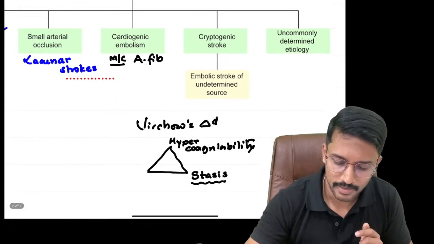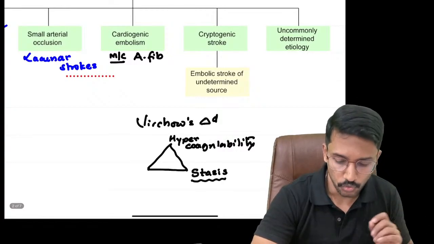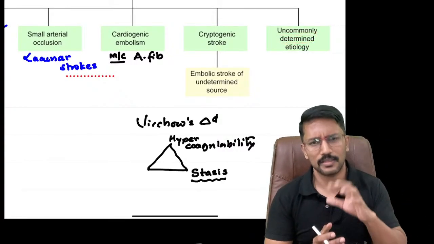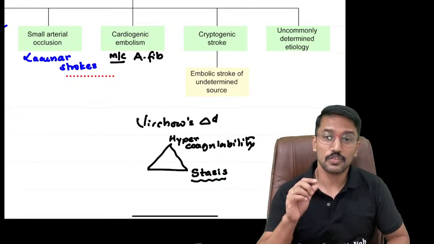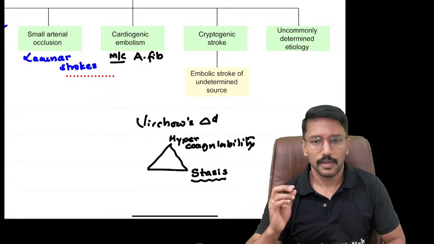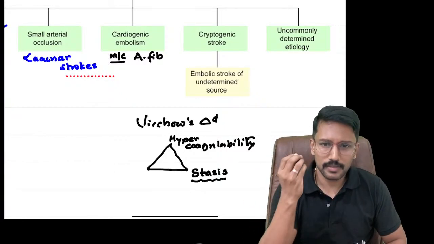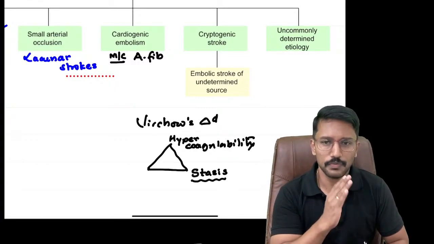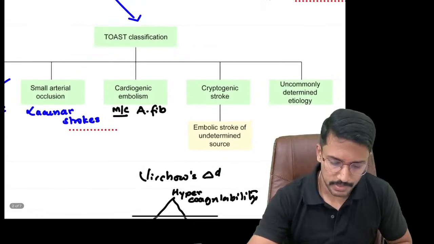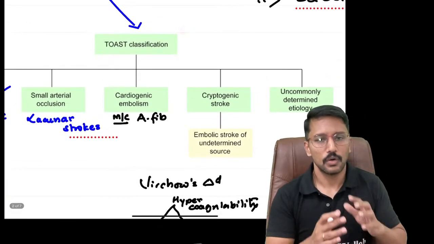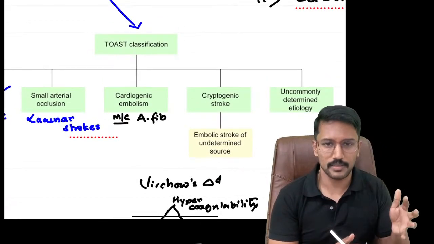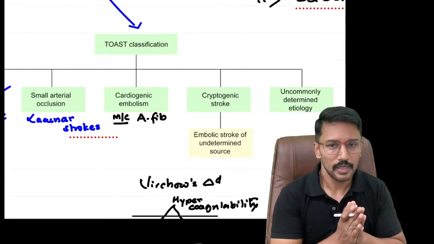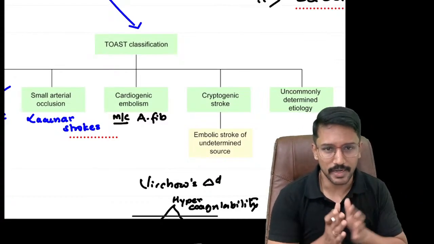And then we have another category, which is stroke due to uncommonly determined etiologies. Like there are a lot of disorders which cause vasculitis, and vasculitis can also provide the endothelial injury, cause a clot, and result in development of stroke. So this is the classification. They can ask you in the MCQ, what is the classification used for dividing the ischemic stroke? It is the TOAST classification. They may not ask you the full form, but they will ask you what are the common subcategories.